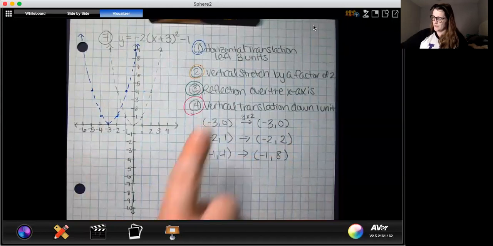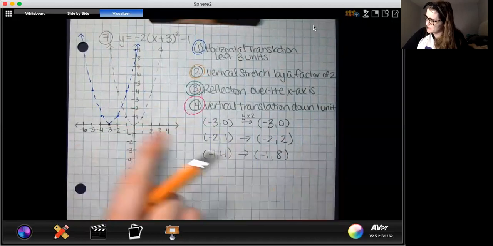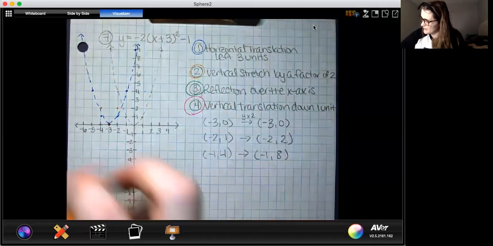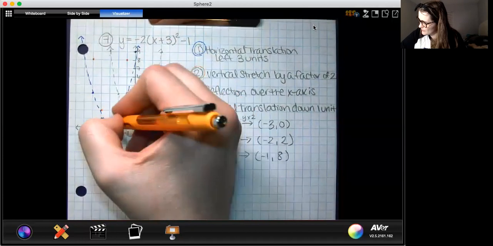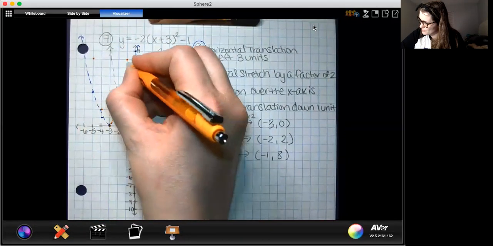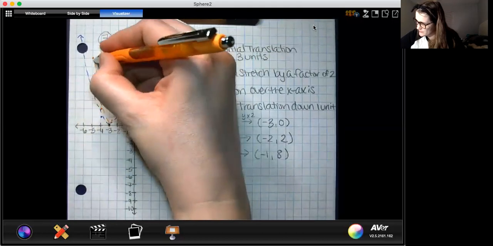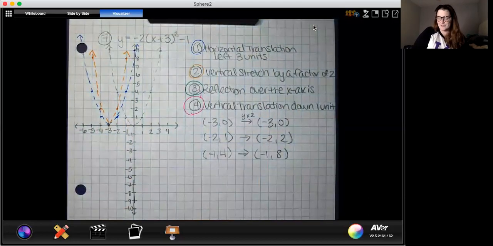So my next is orange. So we have -3, 0, -2, 2, and -1, 8. As you can tell, the more transformations happening, the more things going on, it is very helpful that there are separate colors, so everything is kept straight. Now we're going to do reflection. Everything's going to come over the x-axis.